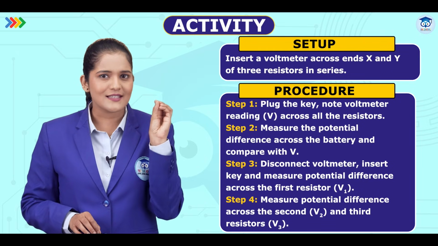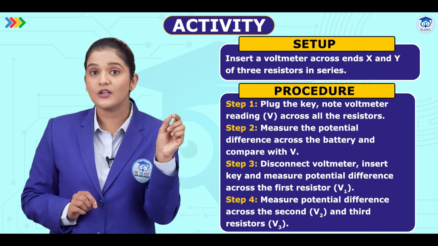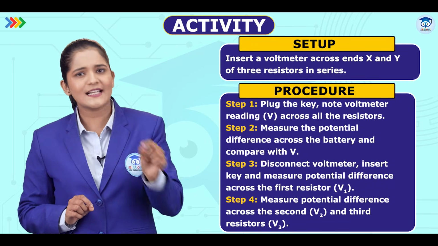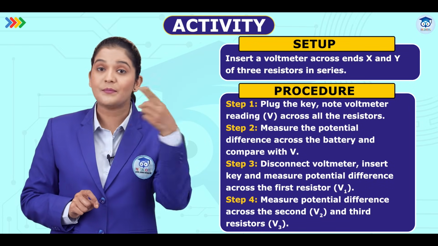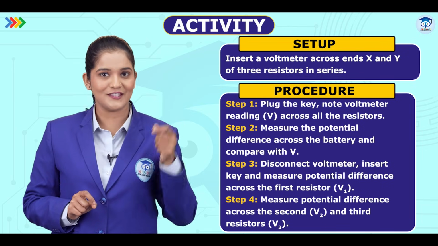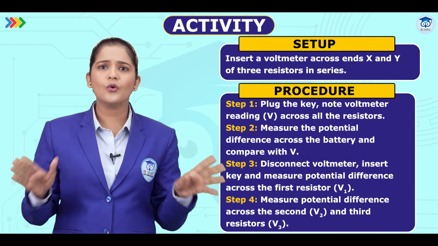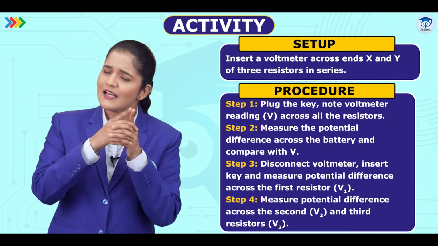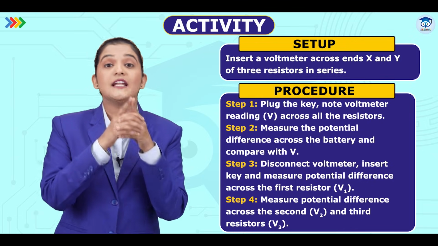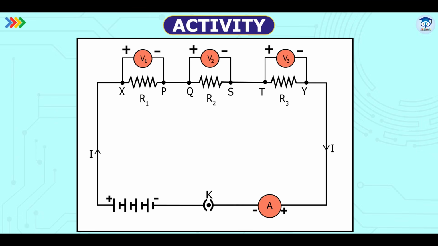To ensure consistency, we also measure the potential difference directly across the battery and compare it with the value of V. Since there are no other components in the circuit aside from the resistors and measuring instruments, both readings should be equal, validating the initial setup.